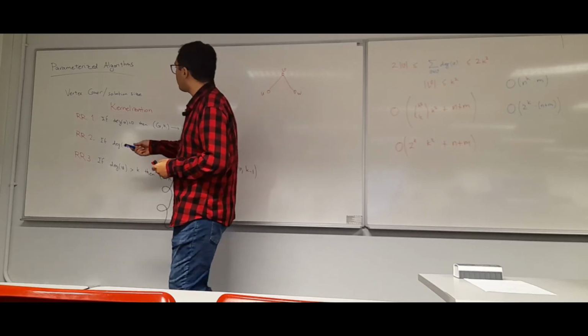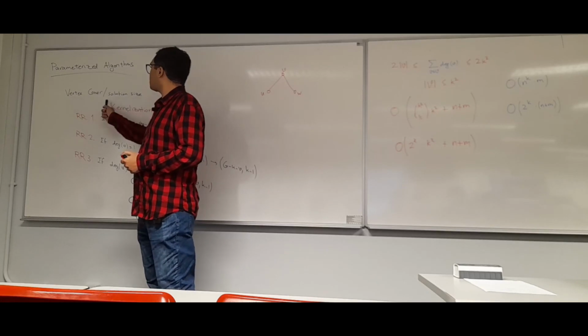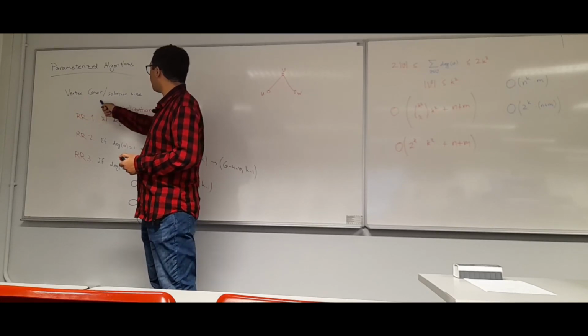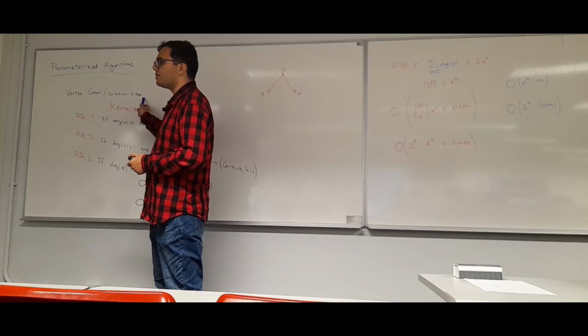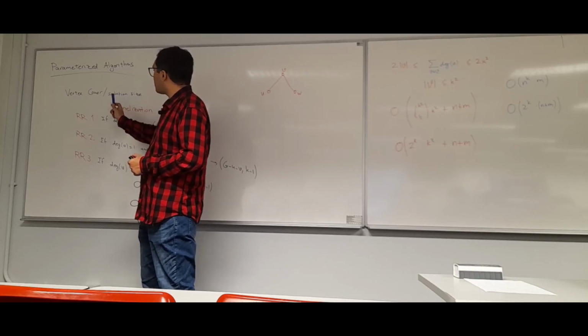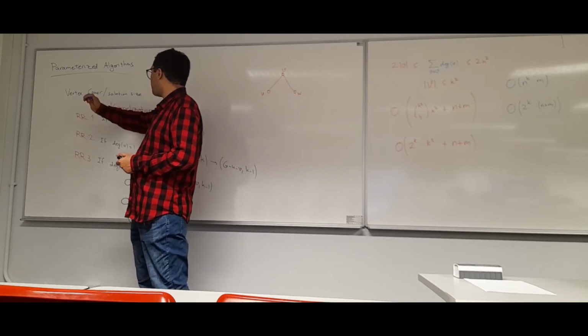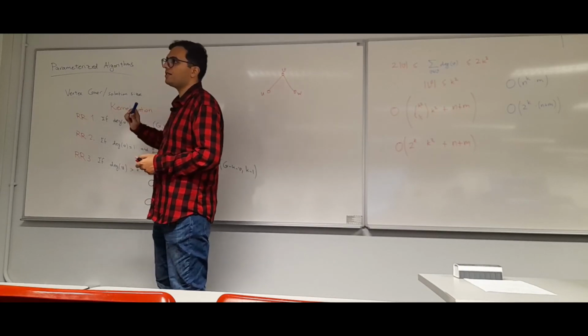So that's why whenever from now on I write about a problem, I write the name of the problem, and then I also write what the parameter is. So I would never just talk about vertex cover anymore. I would talk about vertex cover parameterized by solution size.